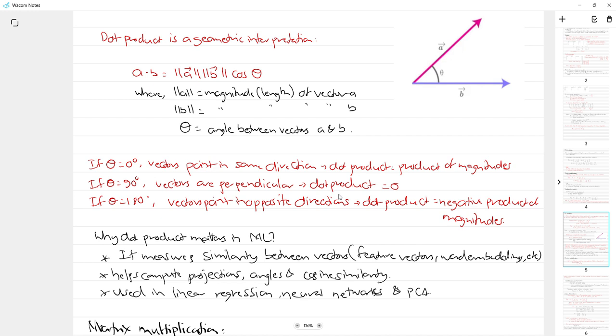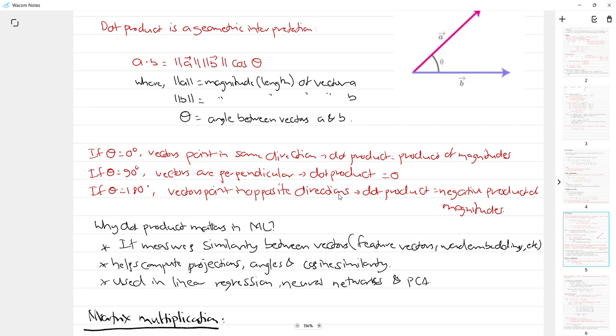So this geometric view is super important in ML because it tells how aligned or similar two vectors are. In fact, when you want to measure the similarity between word embeddings or feature vectors, you're often using the cosine of the angle, which directly comes from the dot product.